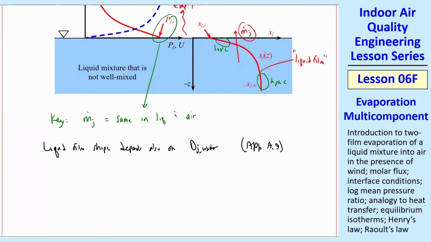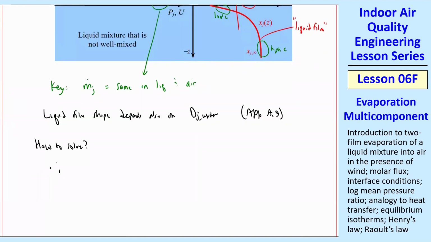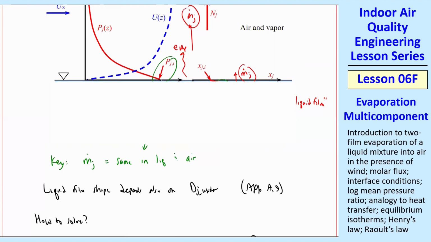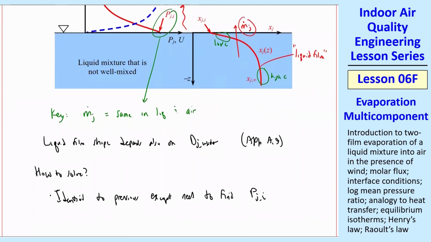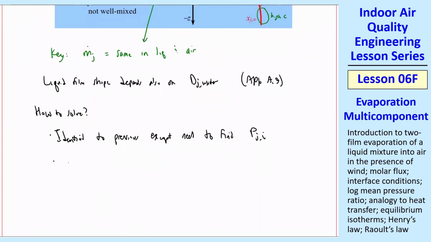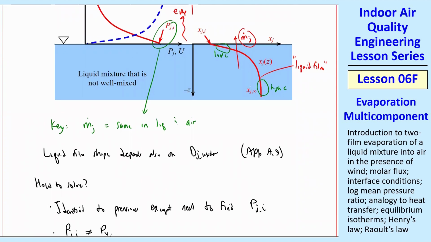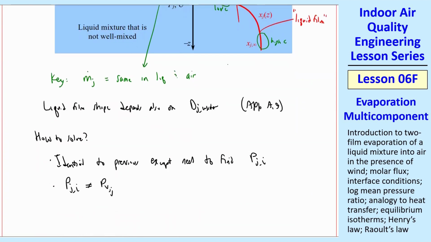And therefore, how to solve, again, is identical to previous, except you need to somehow find PJI. Once you have PJI, if you cover up the liquid, so you're looking at the surface and this film, the boundary layer is up in the air, it's identical to the previous solutions if we know PJI. Now, to find PJI involves a lot of algebra, and it involves some iteration sometimes. So PJI is not equal to PVJ. Henry's or Raoult's law don't necessarily work everywhere down there. We can't just use that easily because XJ is not a constant. It will work at the interface.